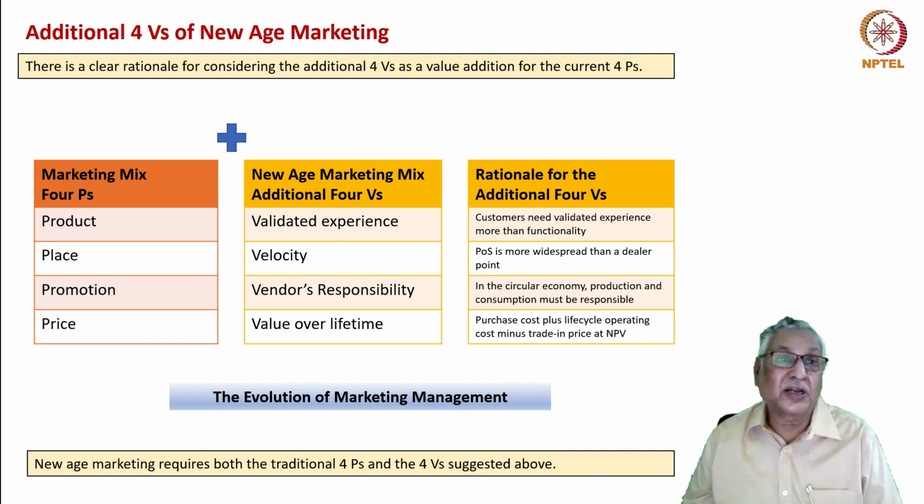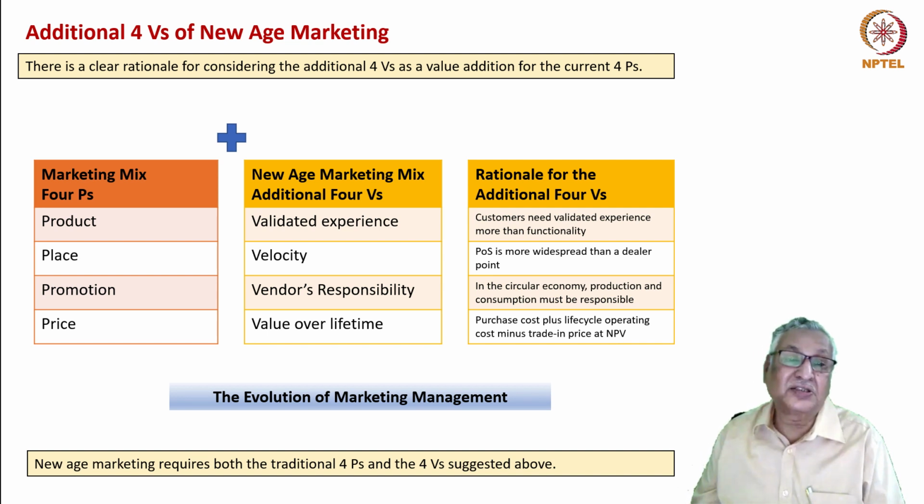In one of the earlier slides, I talked about 4 P's getting supplemented by the 4 V's. There is a clear rationale for supplementing the 4 P's, which are product, place, promotion, and price, with the new age marketing mix. These are the 4 V's that I propose. One, validated experience. It is not enough you have a product that is sellable. You also must have validated experience. This is one of the reasons why user experiences are becoming extremely important. User reviews are becoming extremely important.